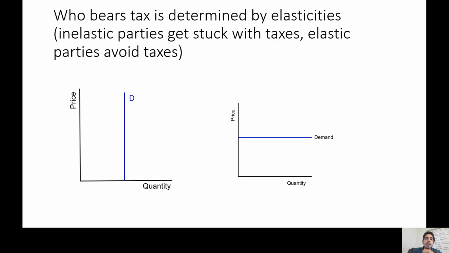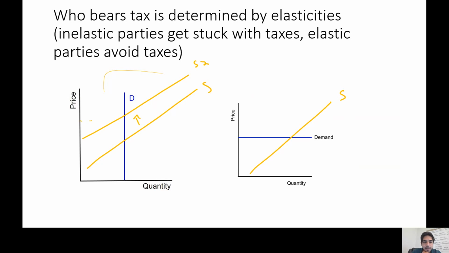And so that brings me to the next point: who bears the taxes is determined by elasticities. I'm not going to have a lot of time in this video to talk about elasticities, but generally inelastic parties get stuck with taxes and elastic parties avoid taxes. I'm going to show this using a perfectly inelastic demand curve and a perfectly elastic demand curve, right? And so we can imagine, for instance, a 50-cent tax with a perfectly inelastic demand curve.